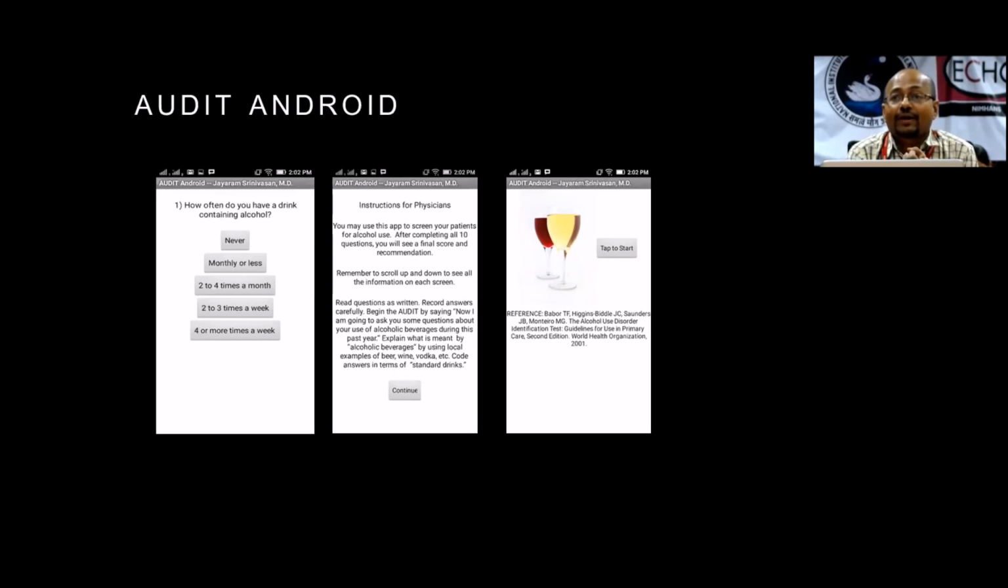You score, for example 24, and this is how the score is there. Also there is an AUDIT online version developed by the University of California. It has been experimented with in some studies, but that is not freely available. You probably may need a license. But AUDIT Android is a free app. You can download it from the store. I think, as you know, Dr. Jairam Srinivasan, who is a psychiatrist in the US, has developed this Android app and it is free in the store.